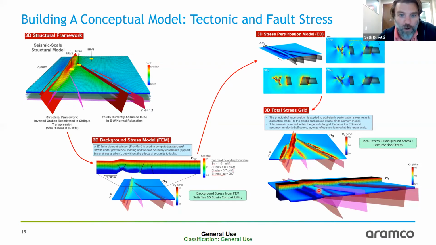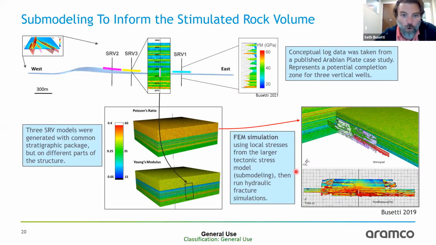From that, we're now going to zoom in and we're going to core out some stratigraphy. So this is SRV1, SRV2, and SRV3 that are located on the structure. These are given identical stratigraphies, so the mechanical stratigraphy is the same. This comes from an Arabian plate case study. The depths and the properties don't really matter, and they definitely don't belong in the structure I put them in, but it's just a conceptual model, so it doesn't matter.